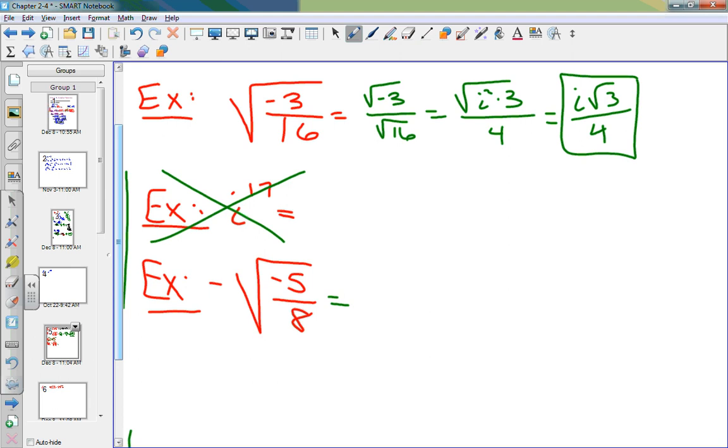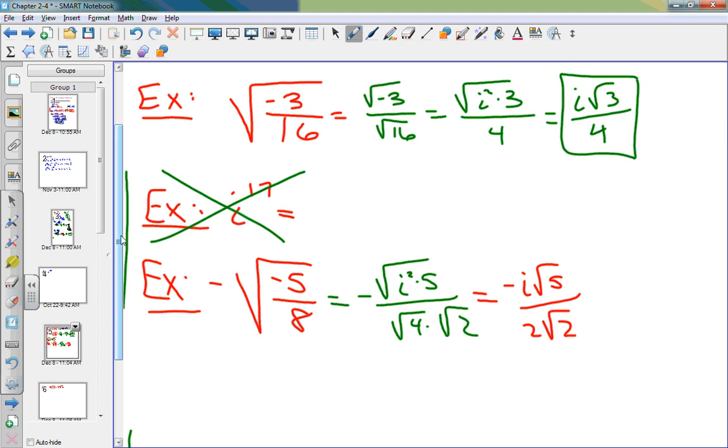Okay, divorce these mathematically. So that's going to be I squared times 5 over the square root of 4 times the square root of 2. Can we see that? So that's going to give me negative I square root of 5 over 2 square roots of 2. Where did I get the square root of 4? Turns into just positive 2. Did we all see that? You see that this I squared turns out to be I. The square root of 4 turns out to be 2. Yes?